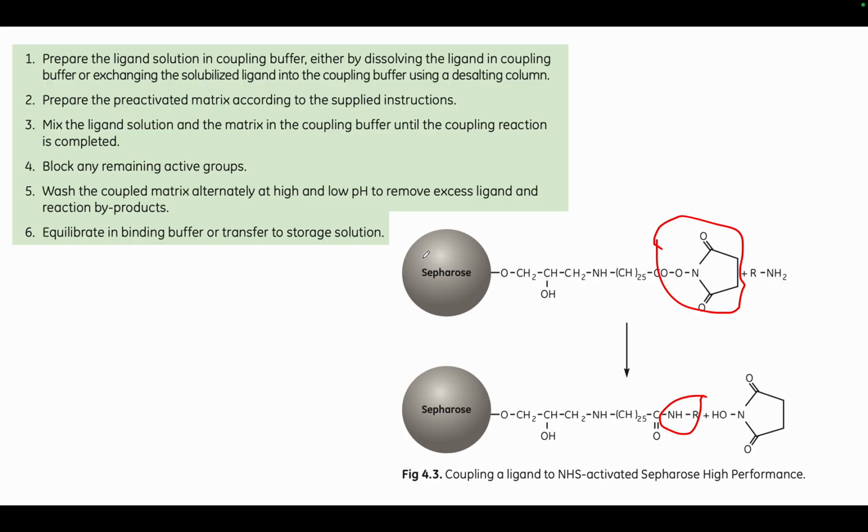After this reaction is done, we can wash the matrix with high and low pH to remove any excess ligand or any excess reaction byproducts. And now this is ready to use for affinity chromatography.